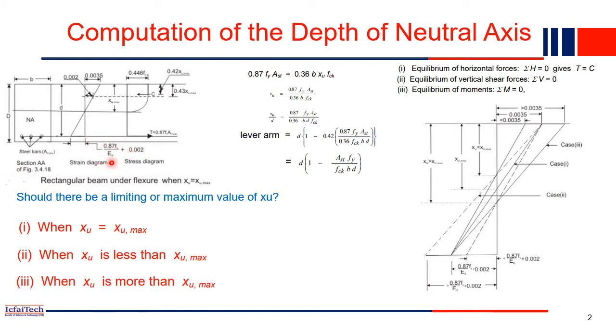If you see the formula, it is 0.87 Fy by Es plus 0.002. Es is the modulus of elasticity of steel, which is fixed, 2 times 10 to the power 5, whereas Fy is the yield strength of the steel. In the market, Fe 250, Fe 415, Fe 500, Fe 550, different grades of steel are available. Depending on the grade, the maximum strain will also change, because the Fy value is changing. But the concrete strain is independent of grade, as given in the IS code.